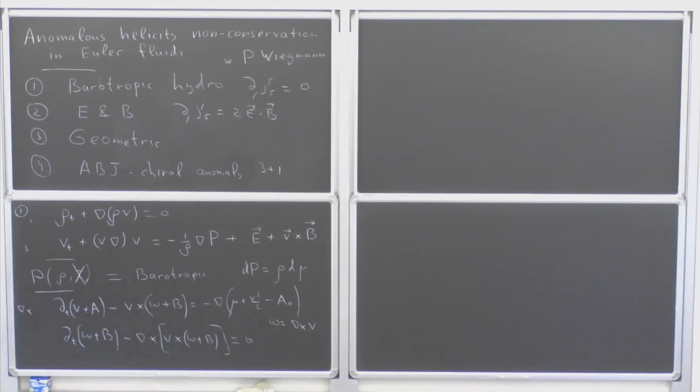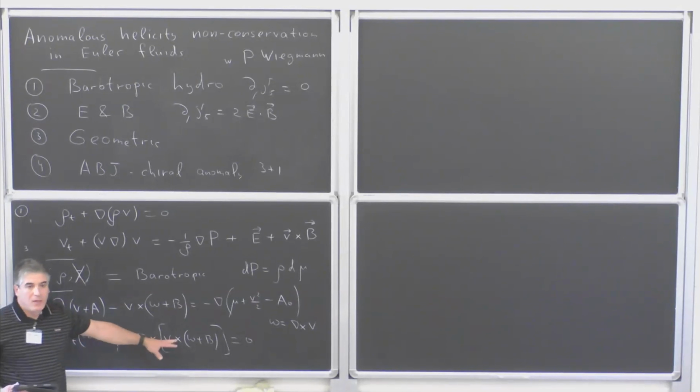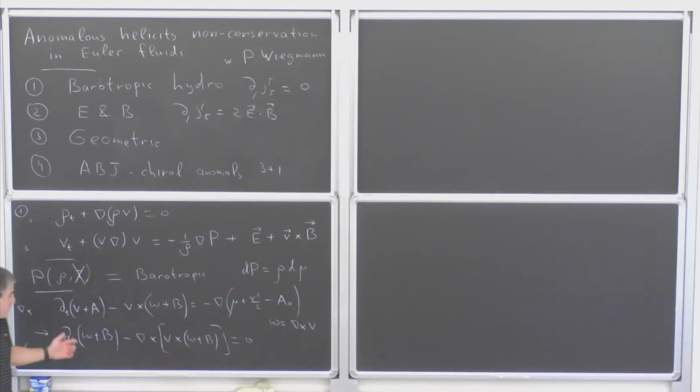Okay, this is a standard trick, and the way to say this, that this equation, if you think about it, is a way to say that omega plus b is a field which is frozen into flow. So it's basically transported. Because it's not a scalar, it's transported in a more complicated way, but basically you can say that the Lie derivative of omega plus b is 0. So, any questions?